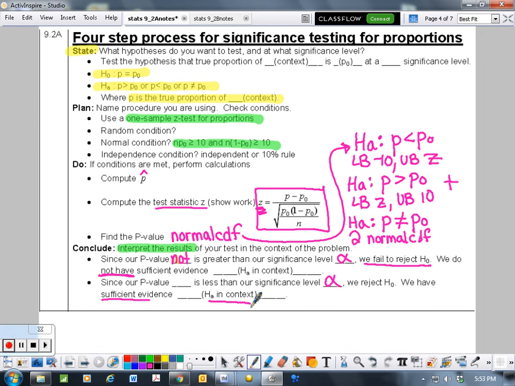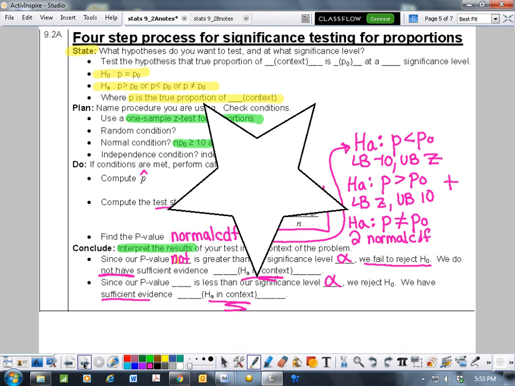Again, always say our HA in context. When we interpret, we're always interpreting in terms of HA, and when we reject or fail to reject, we always say that in terms of H0. And the more you practice it, the better you get.